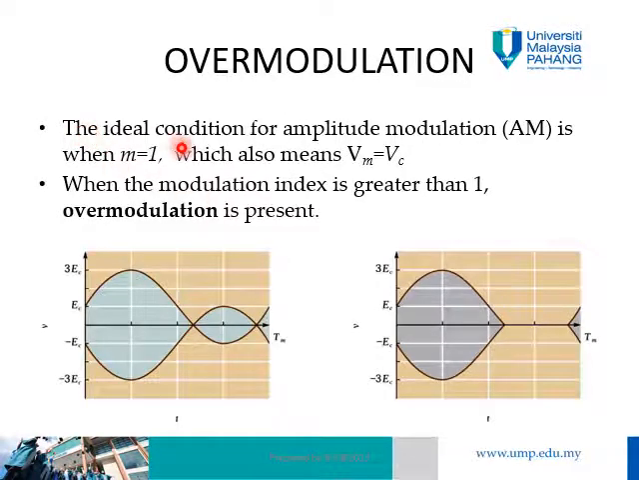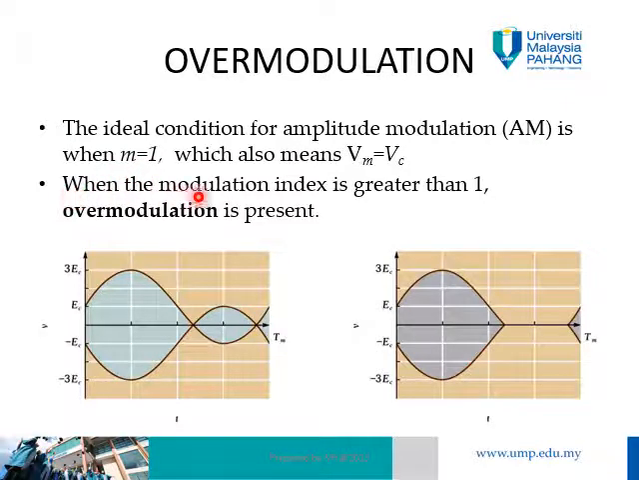The ideal condition for amplitude modulation is when M equals 1, or the modulation index, the percent modulation equals 100%, which means Vm equals Vc. So the ideal condition is Vm equal to Vc or Em equal to Ec, and modulation index equal to 1 or percent modulation equal to 100%.